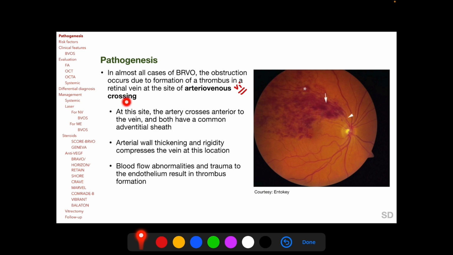At this arteriovenous crossing, the artery crosses anterior to the vein, and both have a common adventitial sheath, and arterial wall thickening and rigidity can lead to compression of the vein at this crossing. Blood flow abnormalities and subsequent trauma to the endothelium due to this compression may result in formation of a thrombus at this location within the vein.